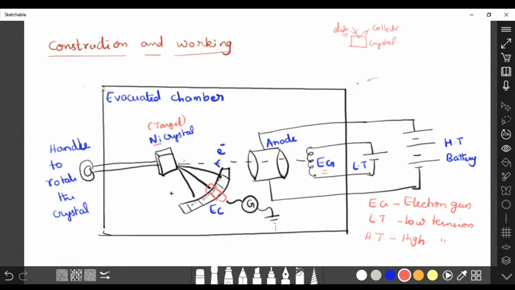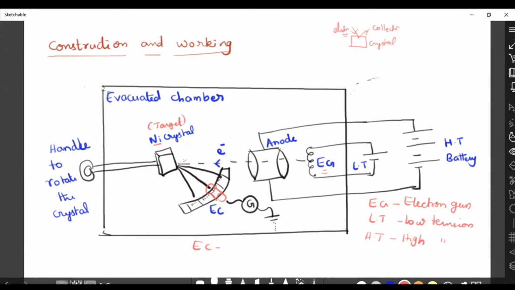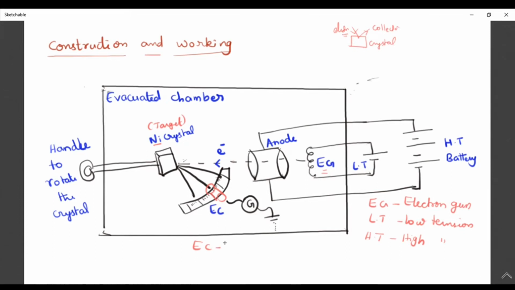And then here one EC. EC is the electron collector. This collector will collect the scattered electrons. G is the galvanometer, and this electron collector is fixed over the circular scale. This is the circular scale. So this is the arrangement. The whole apparatus is kept in an evacuated chamber.